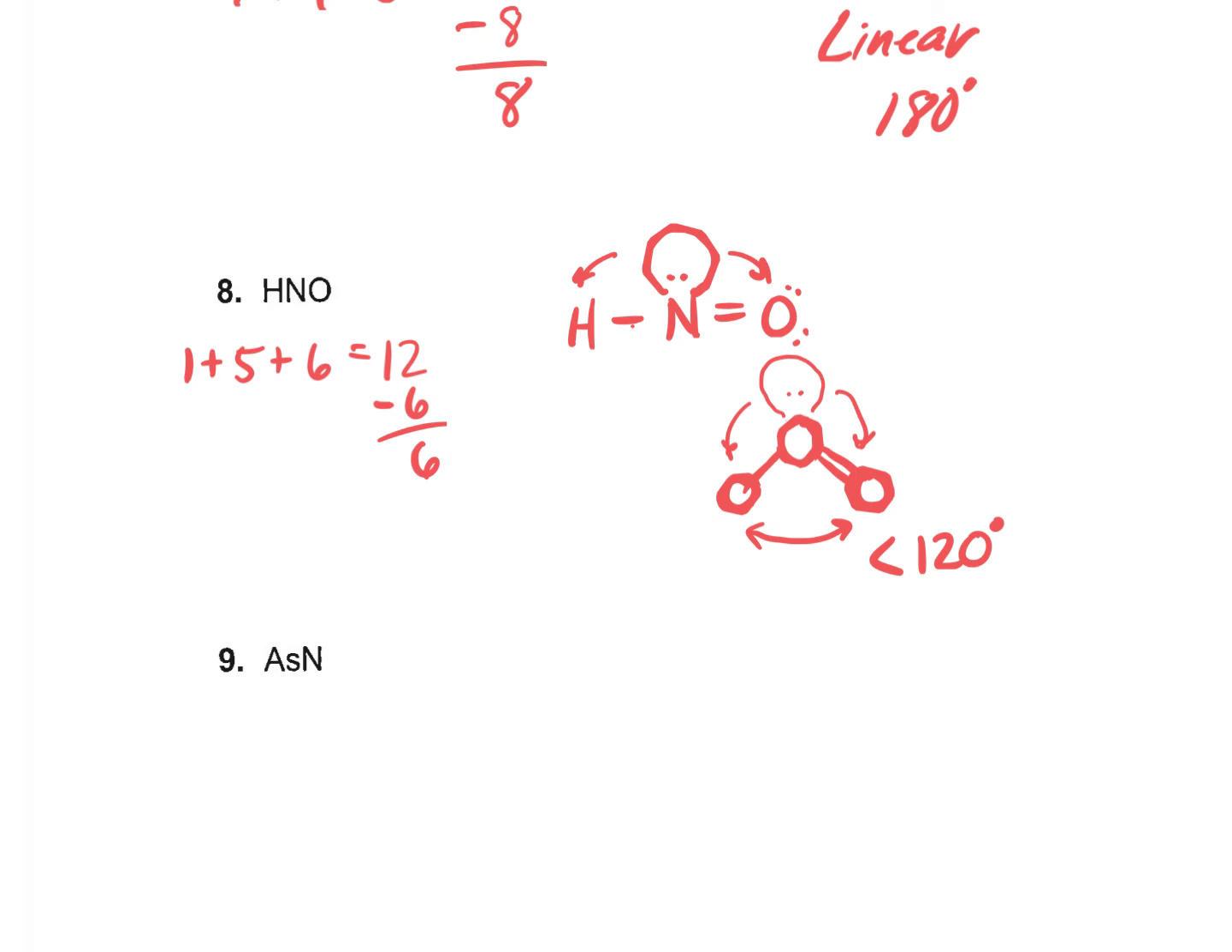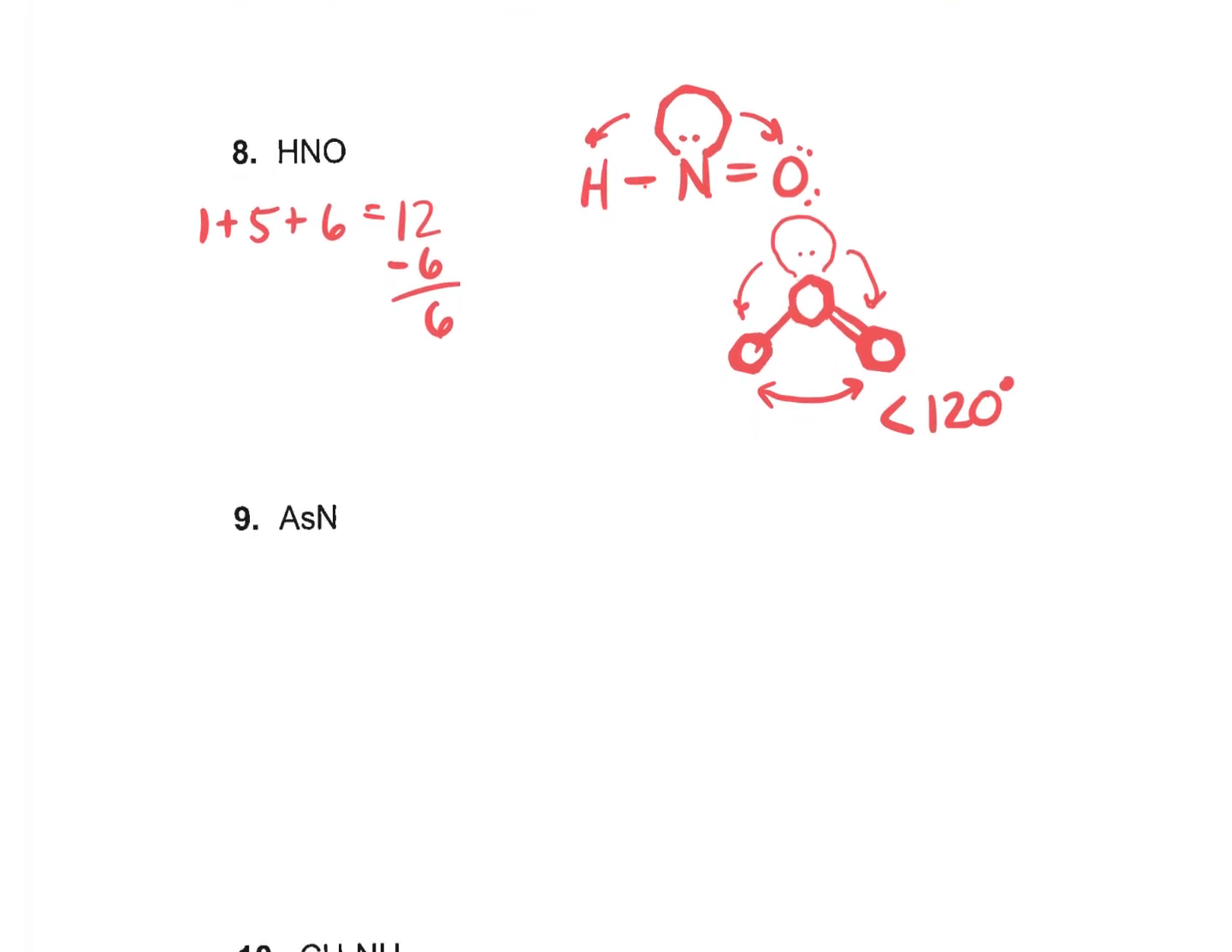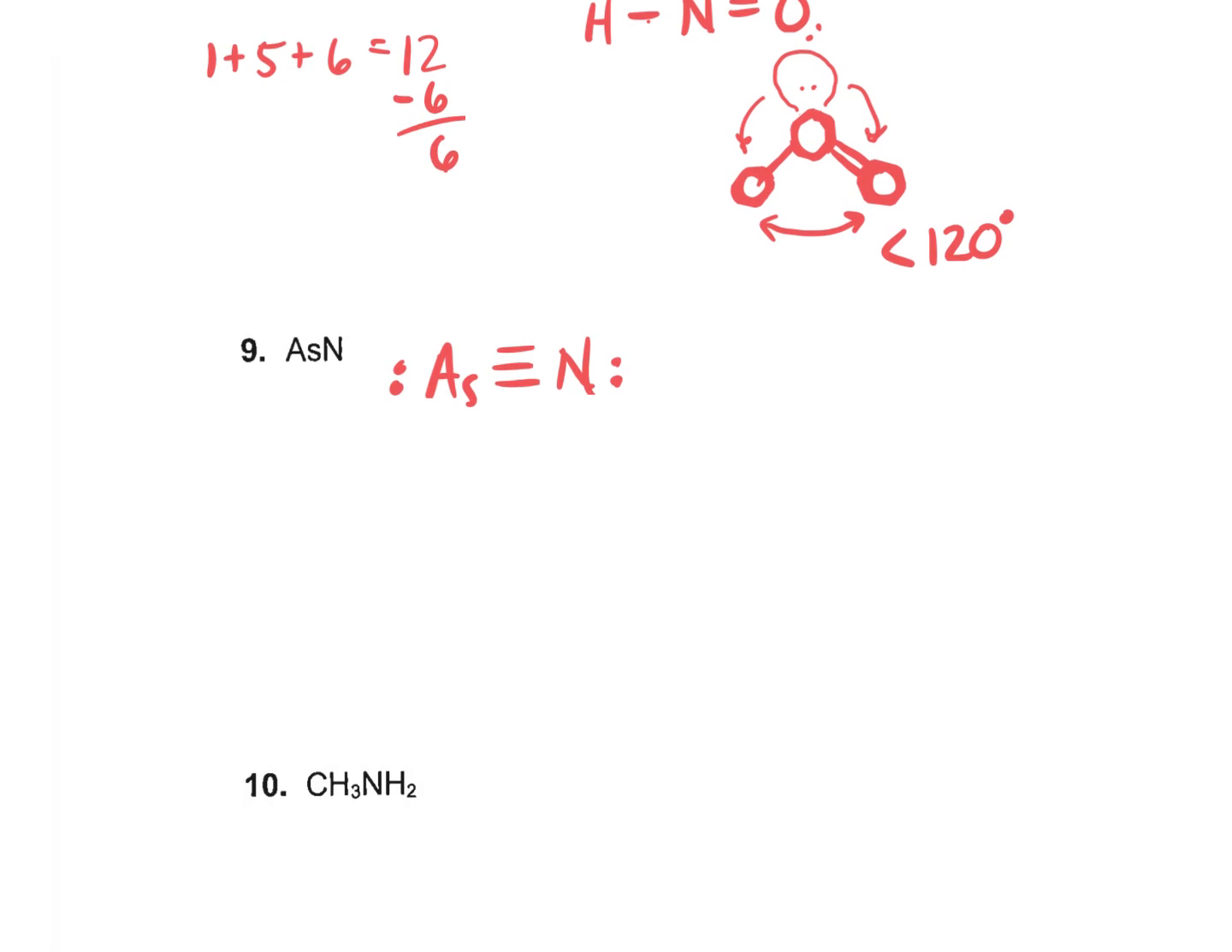All right, what else? Well, this next one, arsenic nitride. Again, arsenic and nitrogen, they belong to the same group. I believe that we are going to see a triple bond here, and this would be a linear structure, 180 degrees. You can try that out for yourself if you don't believe me.